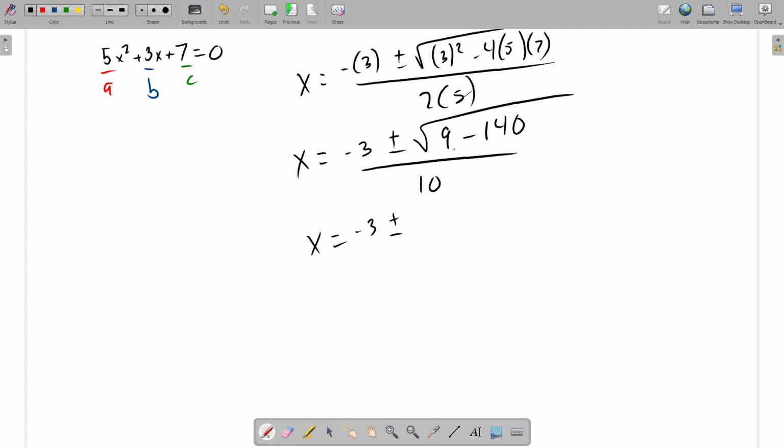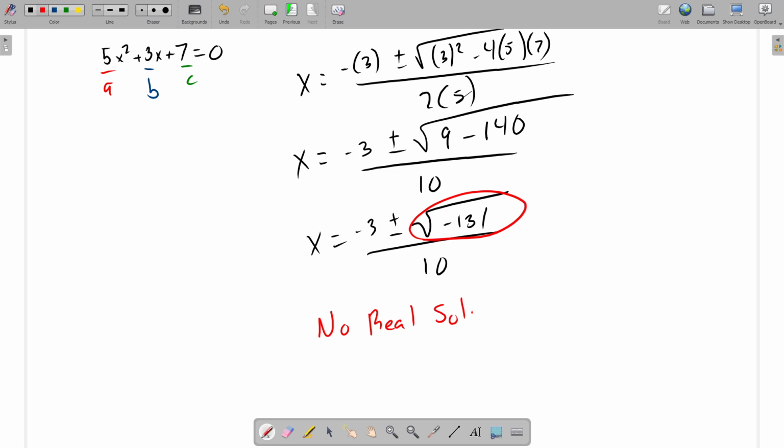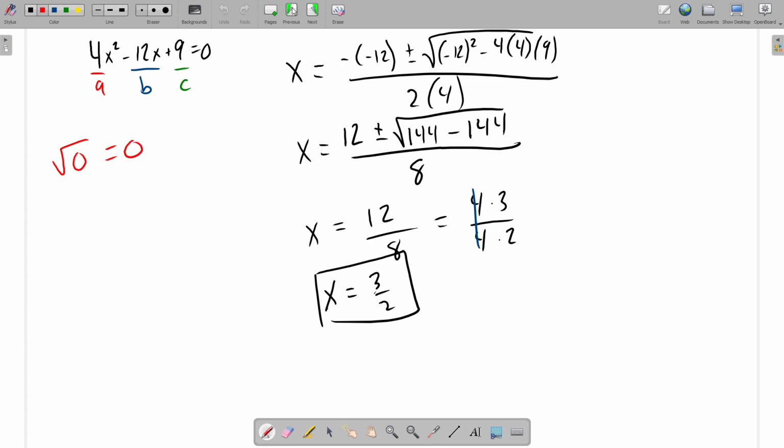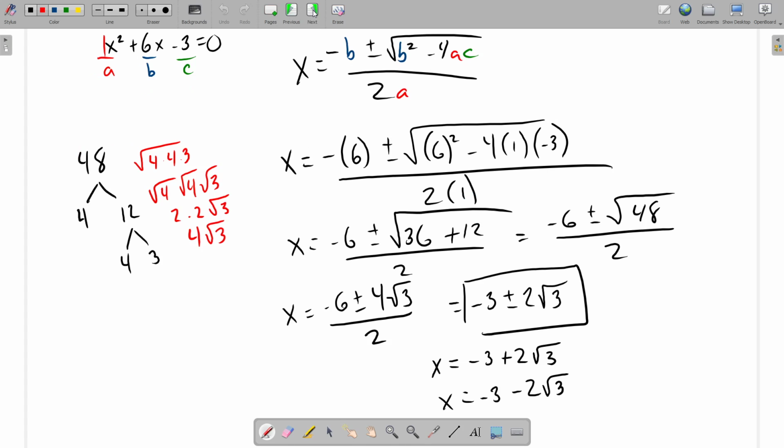Negative 3 plus or minus 9 minus 140 is negative 131. All over 10. And when we get to this point, we should recognize that we have a square root of a negative number, which is not going to give us any real solutions. So once we see this, we can stop and say that there's no real solutions. So we looked at an example where we get no real solutions, where we get one solution, and where we get two solutions.